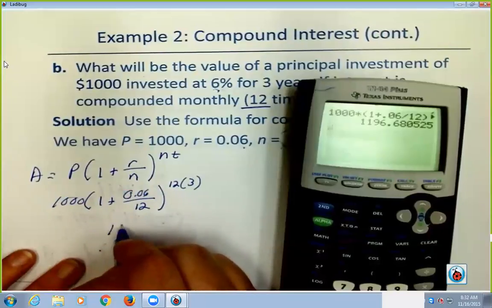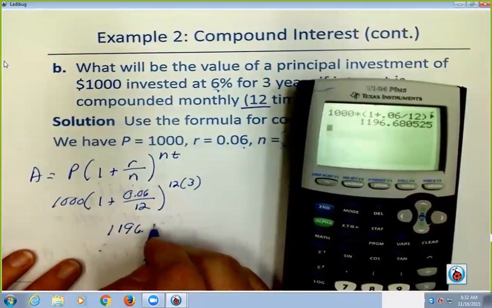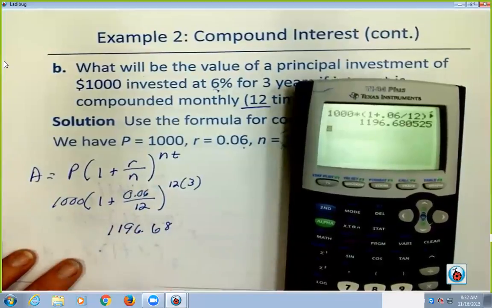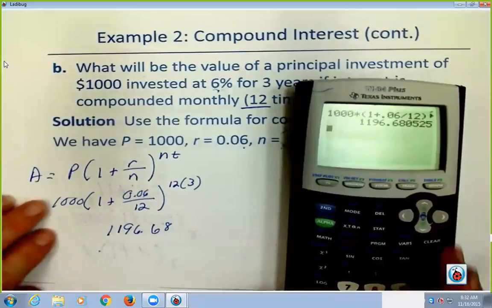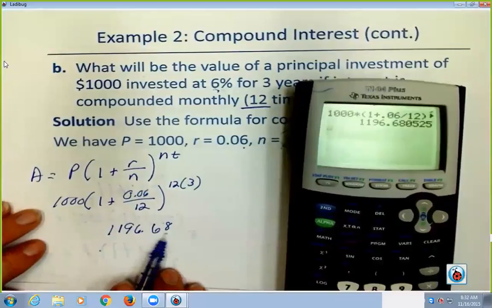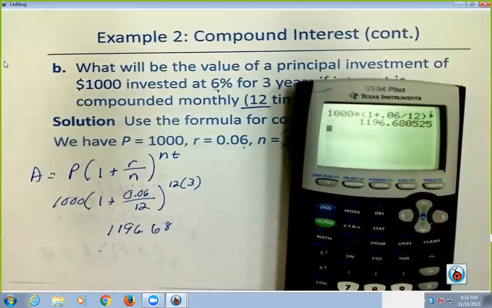And you get 1196.68. So did we have much difference in our investment? I think the last one was 1191.02. So we gained not too much by compounding it monthly.